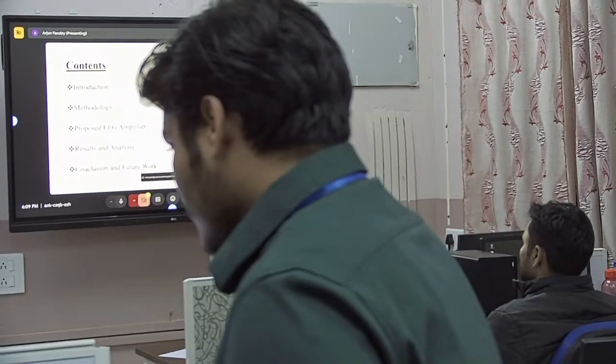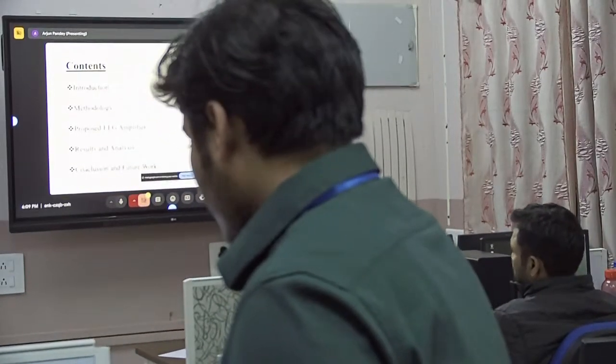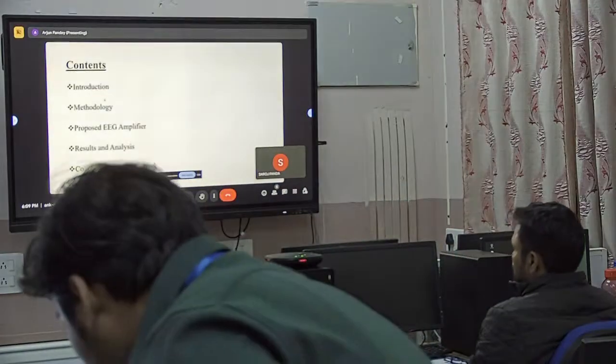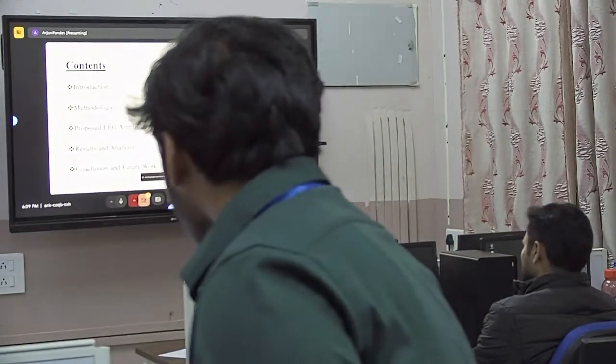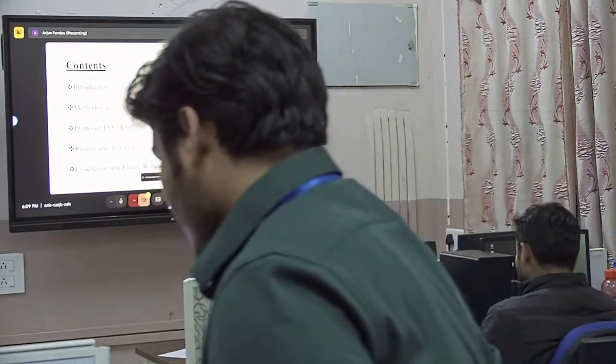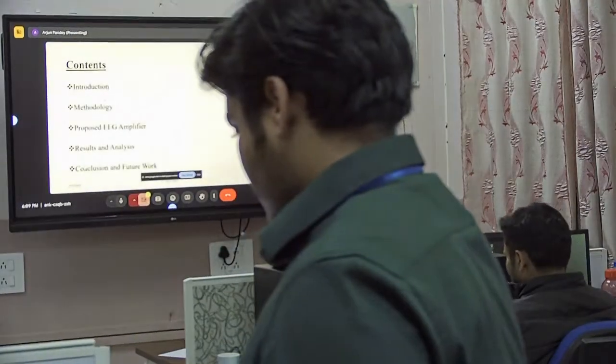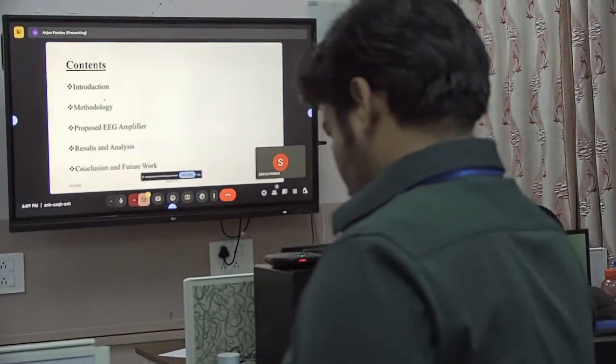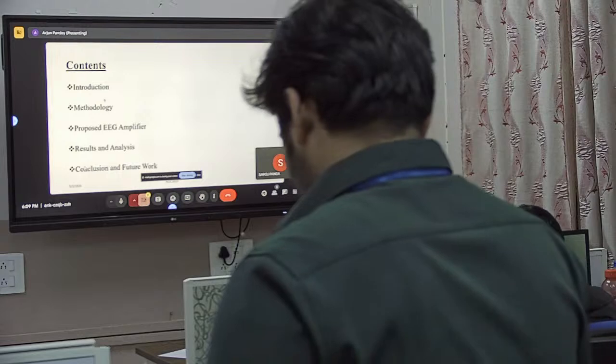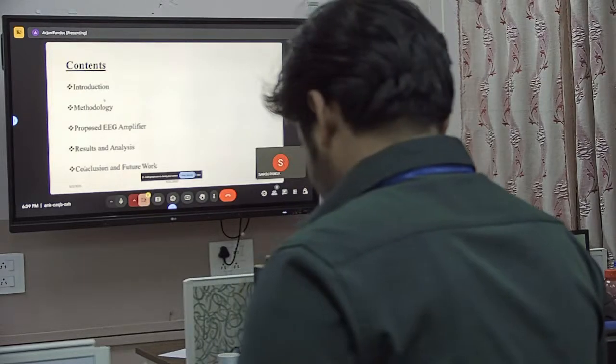We'll first introduce, then we'll see the methodology on how we develop the OTA. Using that OTA, we have designed and proposed the in-house EEG amplifier, and then we'll be comparing the current work results with previous work in the past, and then we'll conclude and discuss the future scope of the paper.